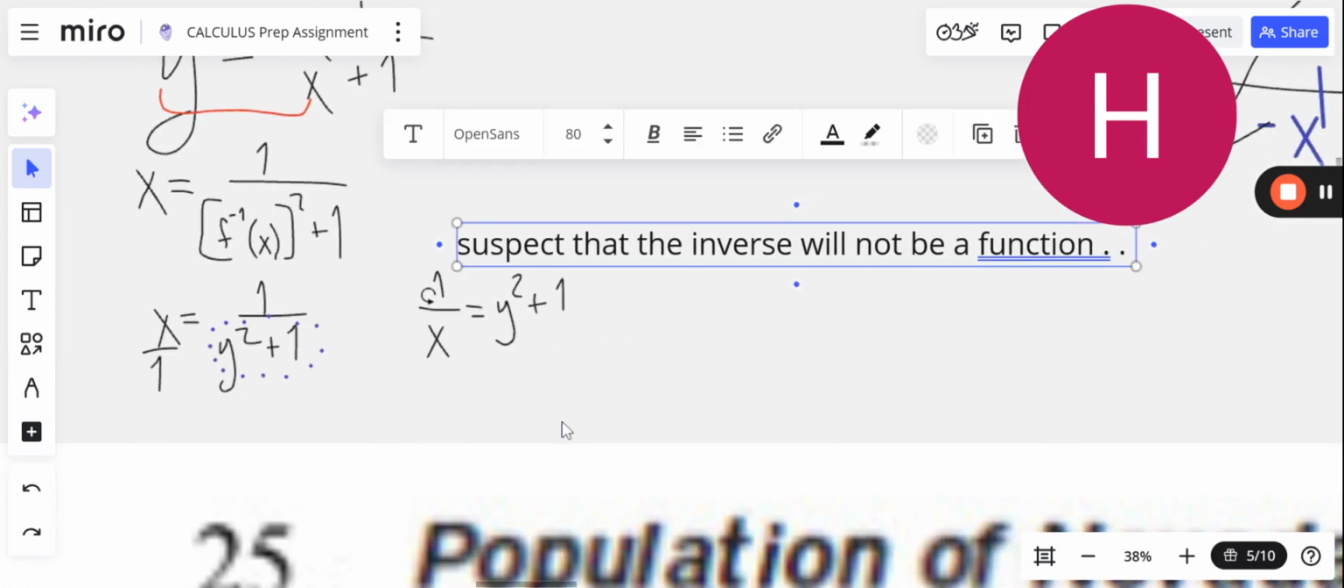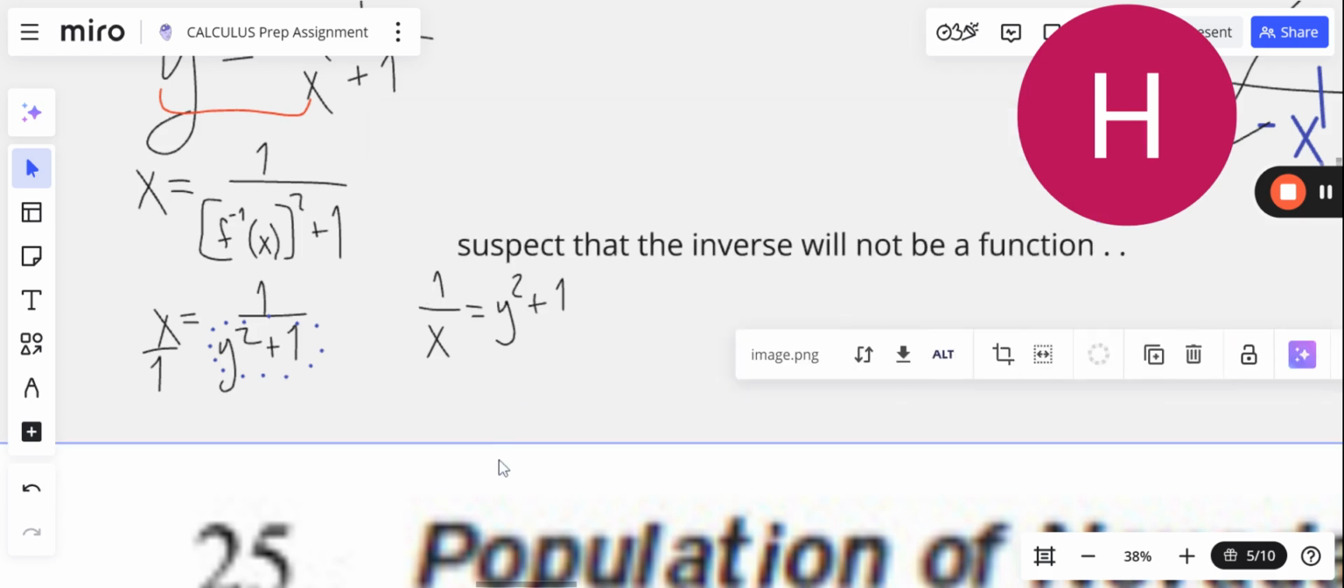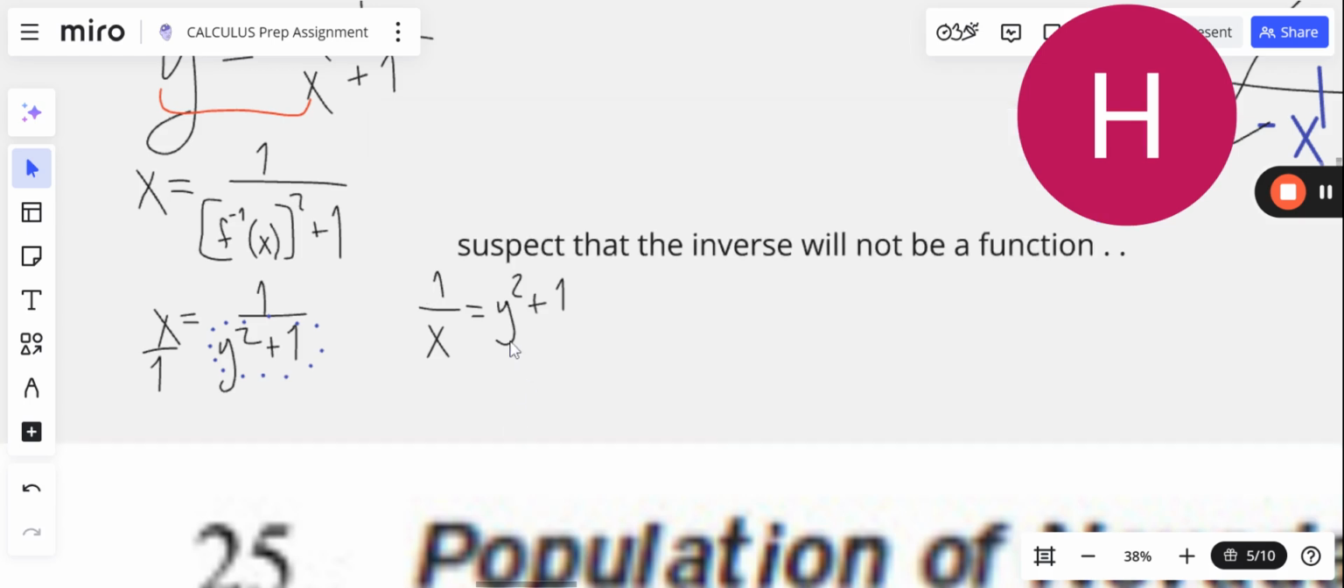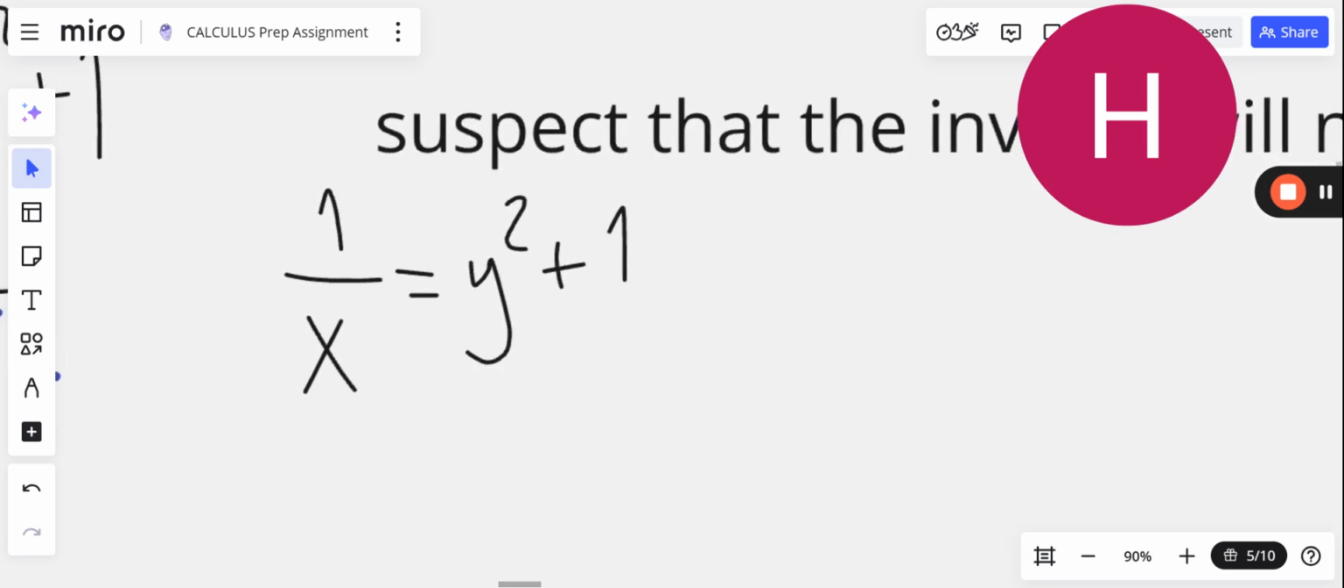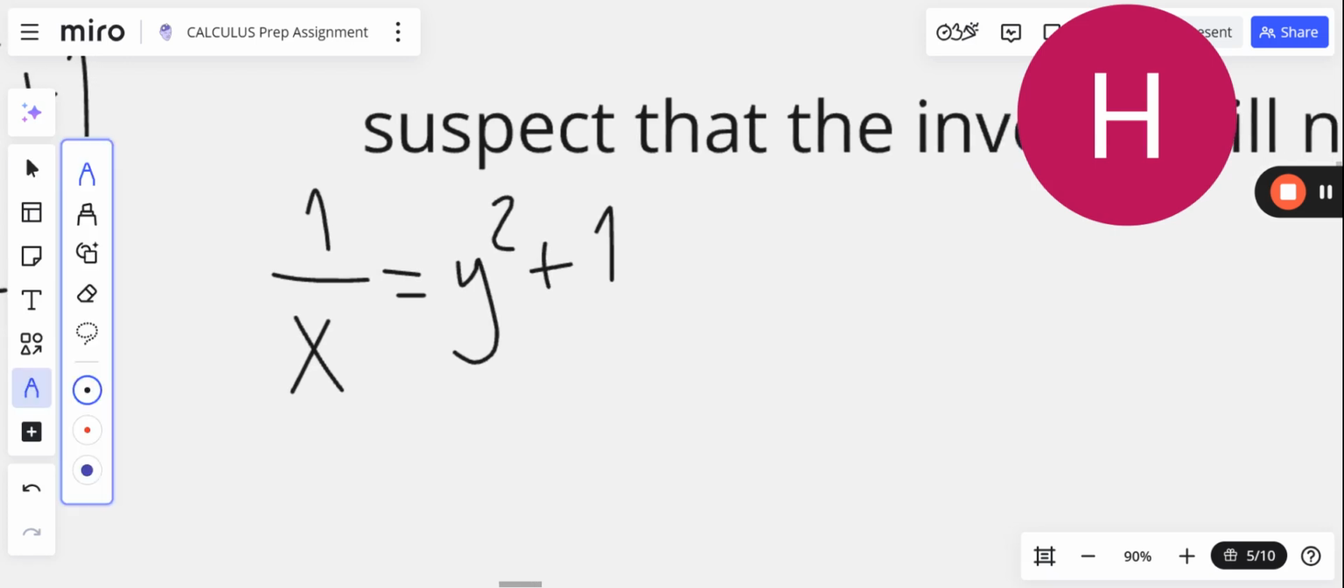Why do I suspect that? Because I have a y squared here. And if I'm trying to solve for the y, I'm going to have to take a square root. And whenever I solve with the square root, I get a plus or a minus. Okay, so let's finish this off.